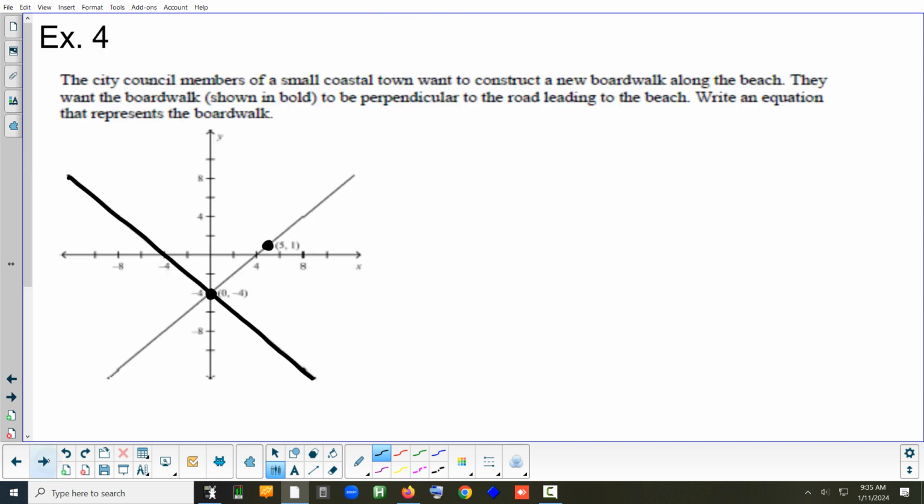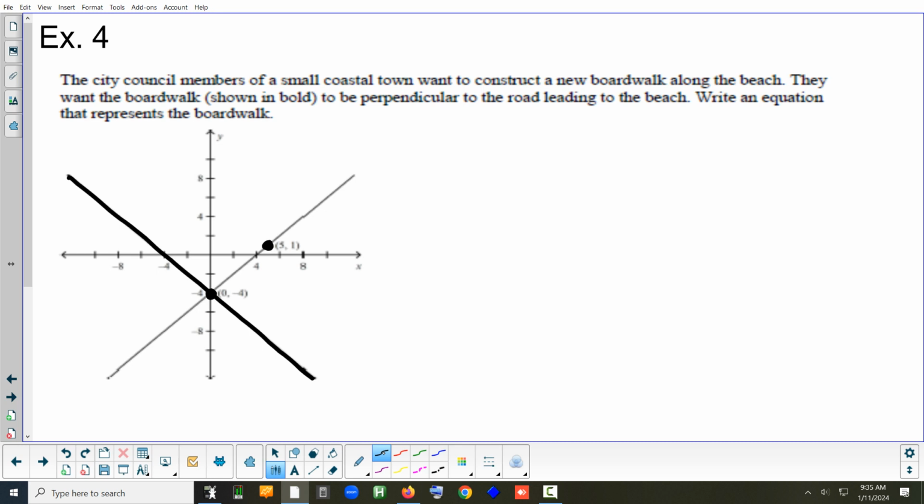So, the last one we have, font's a little small, hopefully you can read it a little better on your paper. But it says, the city council of a town wants to make a new boardwalk along the beach, and they want the boardwalk, I tried to make mine look a little bit more bold, because it's hard to tell on the photocopy which one is bold. That's the bold one. Okay.